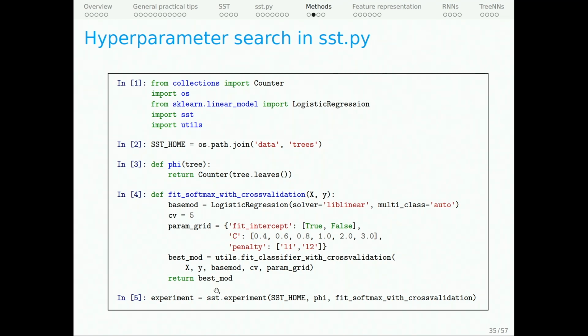And then I've included in the software for the course, in utils, fit classifier with cross-validation. You give it your data set X, y, your base mod, your param grid, and the CV value. And it will find for you via cross-validation, so it should be pretty responsible, the best model. And then you return that.